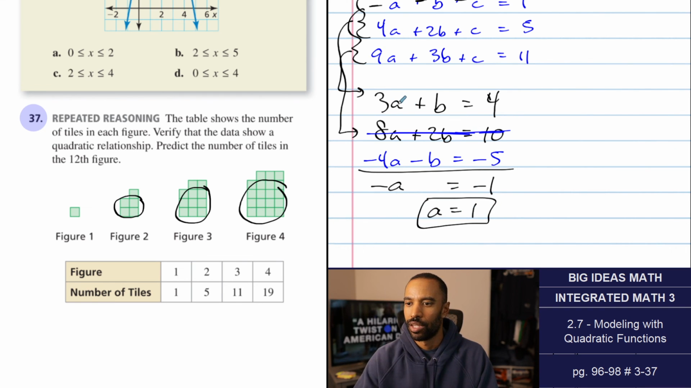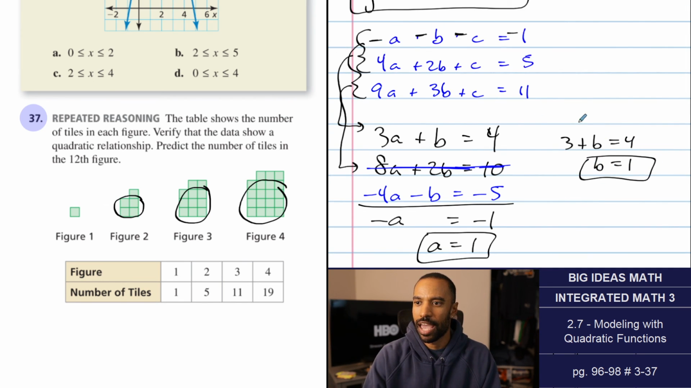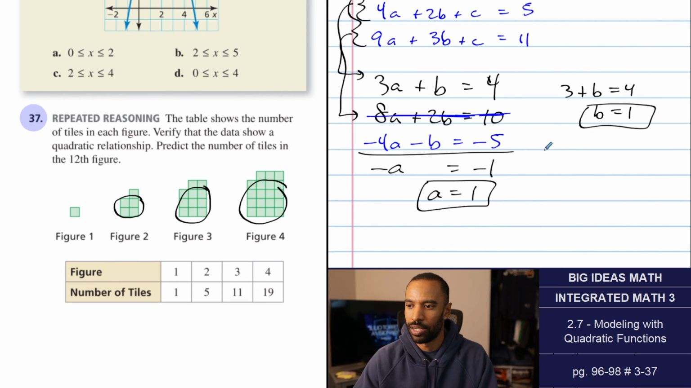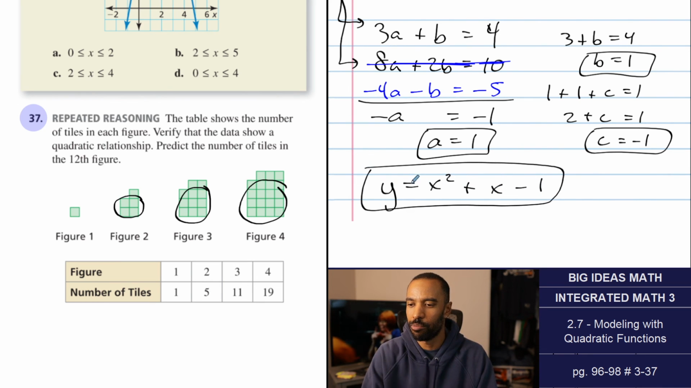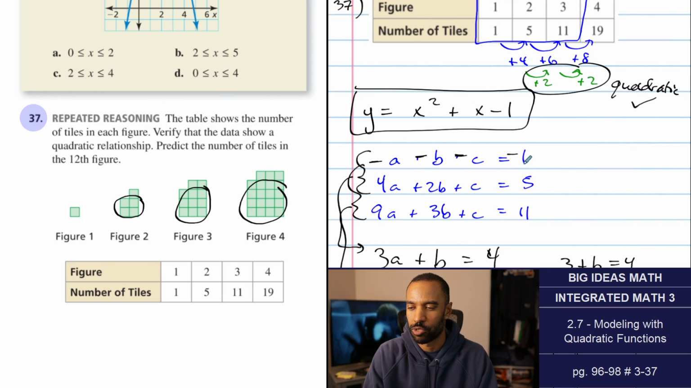All right. If 3a plus b equals 4, then 3 plus b equals 4. Therefore, b equals 1. And if a plus b plus c equals 1, if 1 plus 1 plus c equals 1, or 2 plus c equals 1, then c equals -1. So my final equation will be y equals 1x squared plus 1x minus 1. What did I say it would be? 1x squared plus 1x minus 1.